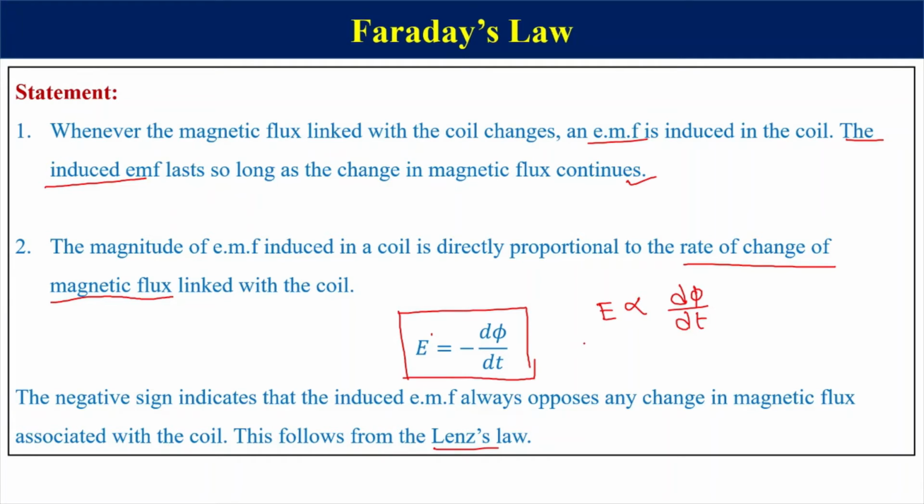So this is all about Faraday's law, that whenever the magnetic flux linked with the coil changes, an EMF is induced into the coil, and the EMF lasts so long as the change in magnetic flux continues, and the magnitude of the induced EMF is directly proportional to the rate of change of magnetic flux with respect to time. So this is in brief the statement of Faraday's law.